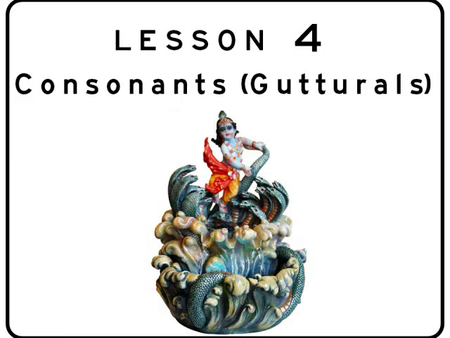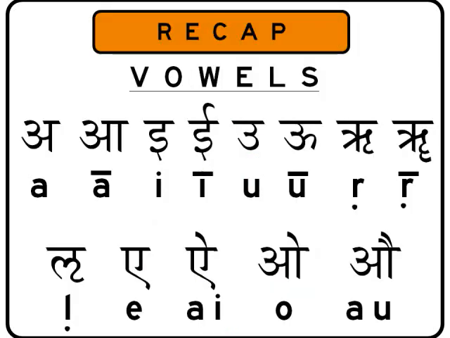Welcome back. This is lesson 4, where we begin to study the consonants of the Devanāgarī alphabet. Before we begin studying the consonants, let's quickly recap the vowels that we learned from the last 3 lessons. This is a quick chart of the vowels: a, e, u, r, l, e, o. If you have any trouble recognizing or writing any of these letters, please stop and review either lessons 1, 2, and 3 to learn how to write the letter you're having trouble writing.